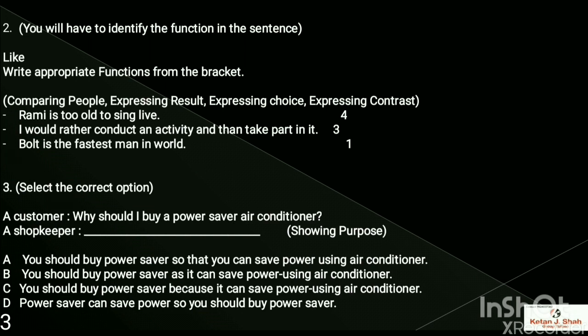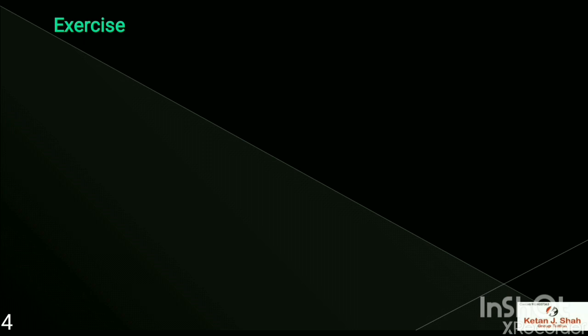Now you have to show a purpose, and so which sentence of all 4 sentences suits the function given in the bracket the best? A. A suits best when we have to show the purpose. You should buy power saver so that you can save power using air conditioner. So that will be our answer. Now let's move to the exercise. Like the conjunction, this will also be a short video, and we will not have to do much in this chapter, but still it has great mark importance in standard 10th, 11th and 12th, so I have taken this topic.